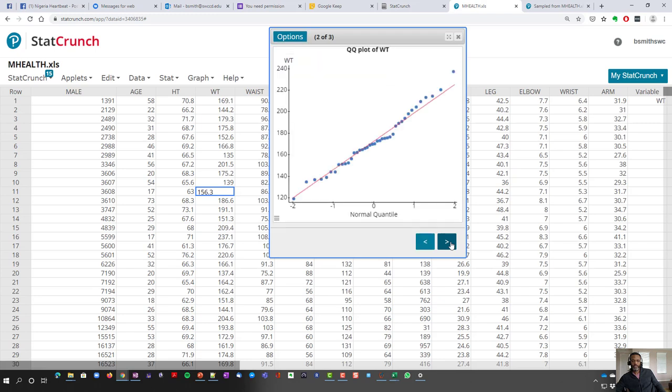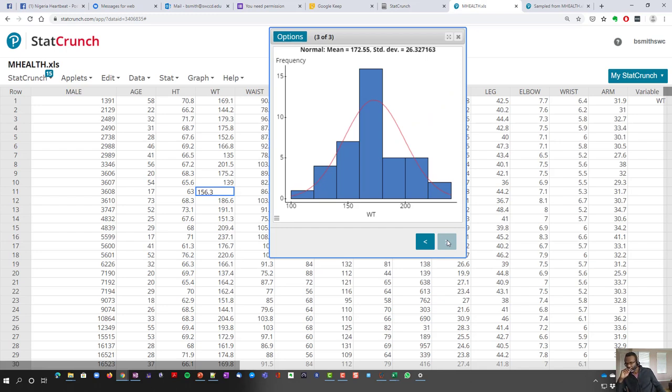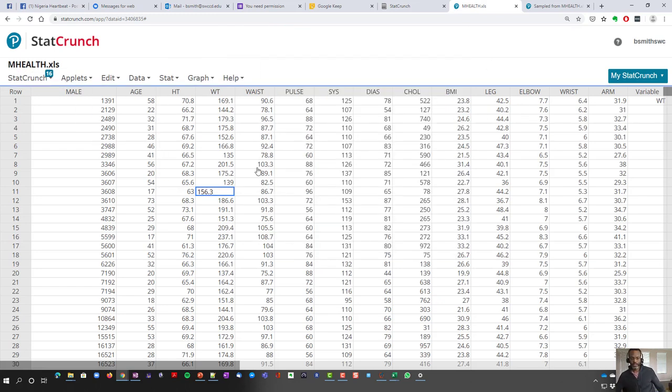That's one thing. It also gives us the QQ plot, the quantile plot. And it also shows us what the actual curve would be were this perfectly normal. And so that's kind of a summary of the weight. So that's the distribution of the weight.